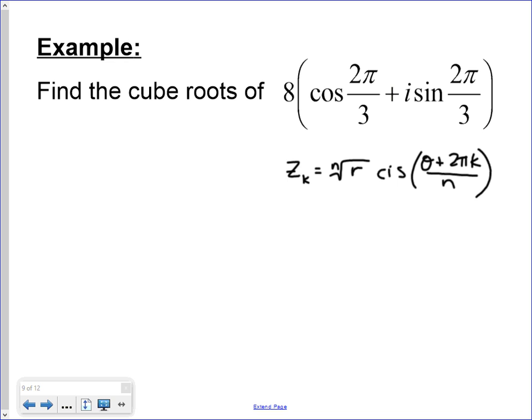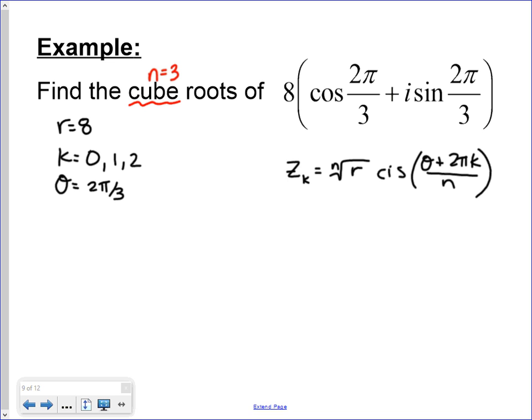Well, we need to know r, which is 8. What else do we need to know? n. What root are we taking of this? The cube root. So the cube root then implies that n is equal to 3. So now we also know n. And that means we have to do k for what numbers? 0, 1, 2. We also need theta, which is 2 pi over 3. Now, some people may change that to 120 degrees. I'm not going to mess around with that. I'm just going to use my radians. Not scared of radians.